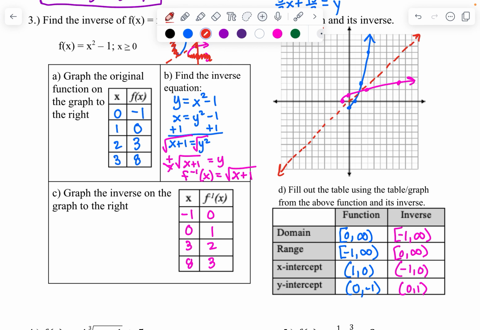And what you should see in this little chart is that the domain became the range and the range became the domain, the x-intercept became the y-intercept, and the y-intercept became the x-intercept. So we're seeing that inverse relationship where x becomes y and y becomes x, and everything swaps.